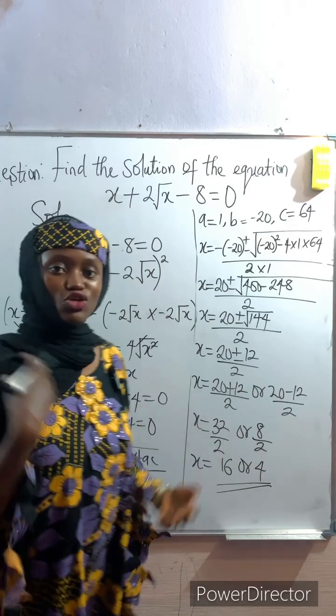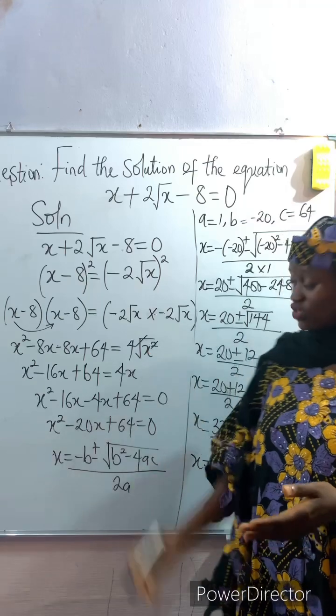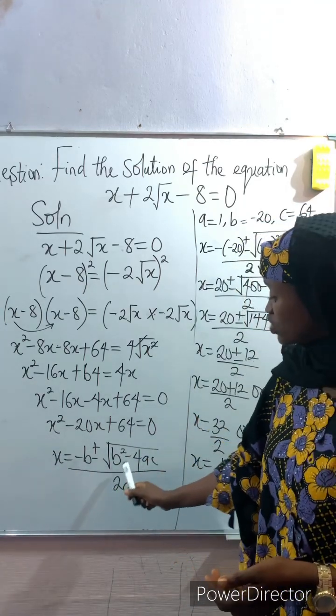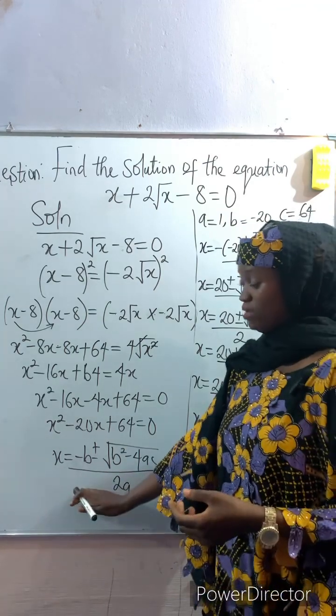Hope you have learned something new today, my dear lovely viewers, on the quadratic equation using the formula method, which is x equals to minus b plus or minus the square root of b squared minus 4ac, all divided by 2a. This is the formula method.